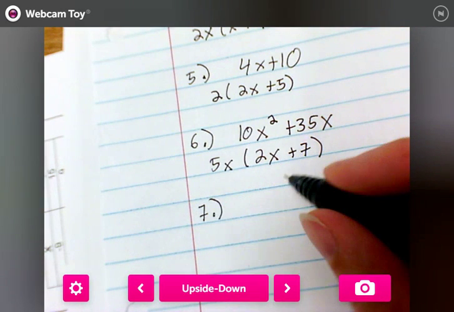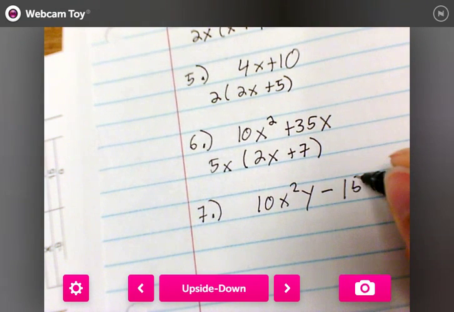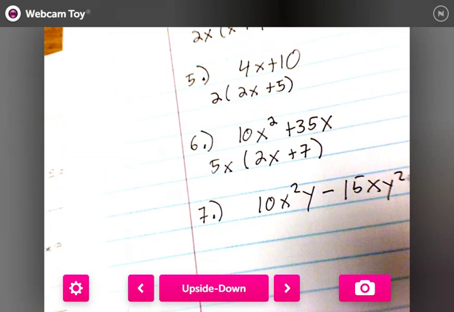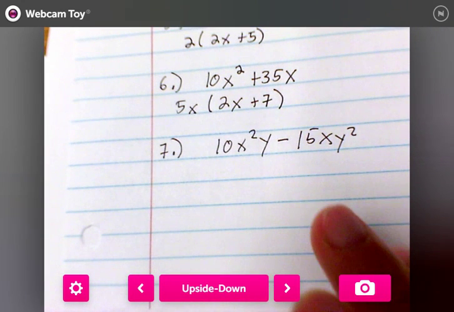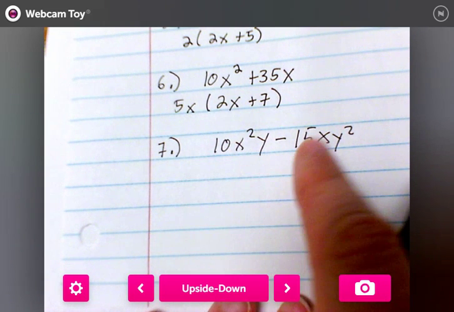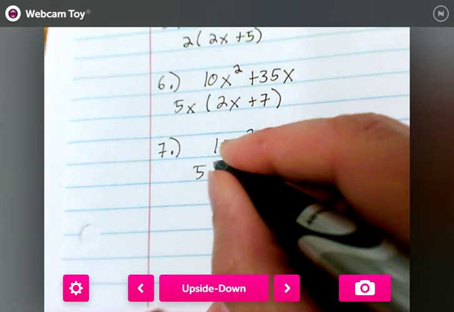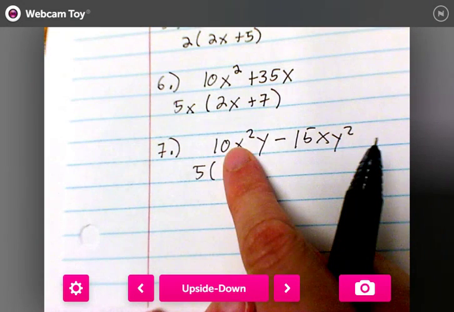We've got 10x squared y minus 15xy squared. Let's look at just the numbers first because it looks kind of big. What does 10 and 15, what goes into both of those evenly? 5. So let's take out the 5. Do they have any letters in common? You can take an x and a y, right?